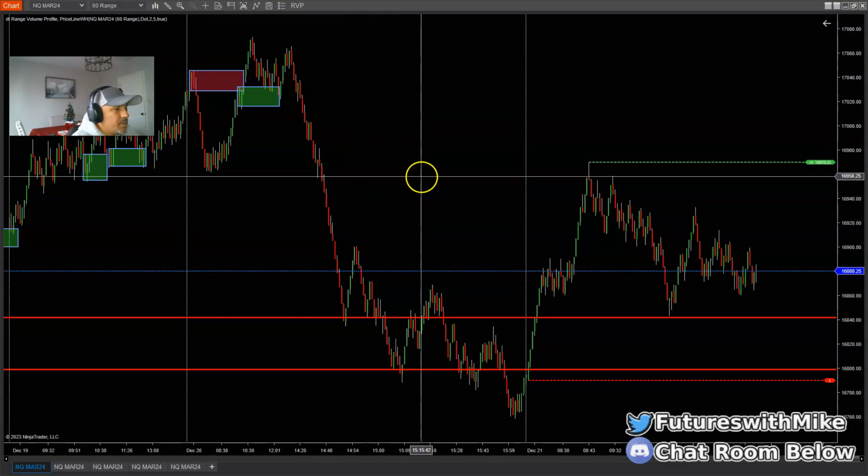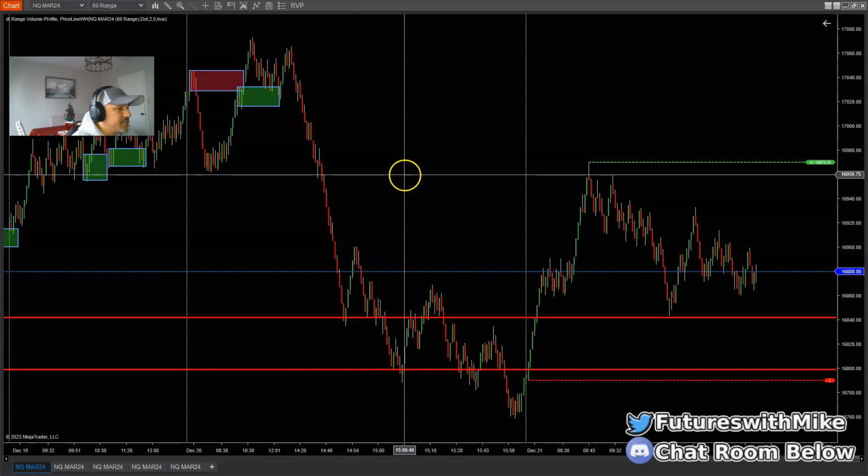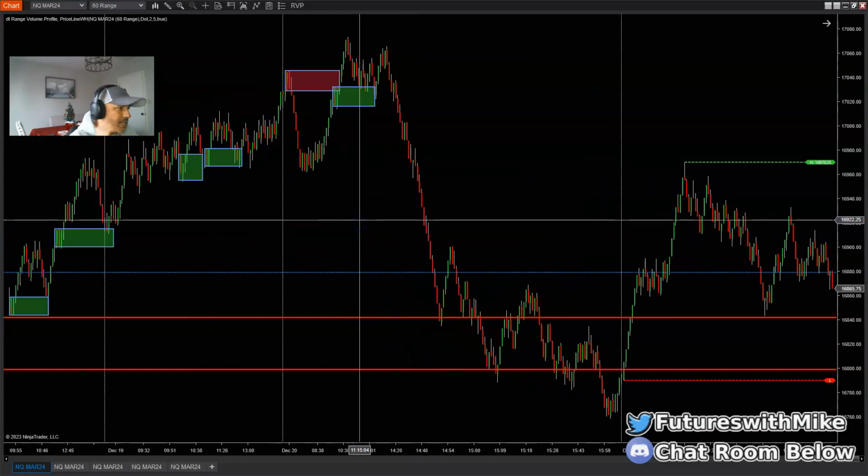We're looking at the NASDAQ 100 futures. Also have the ES futures up. Just looking here at my higher time frame chart.